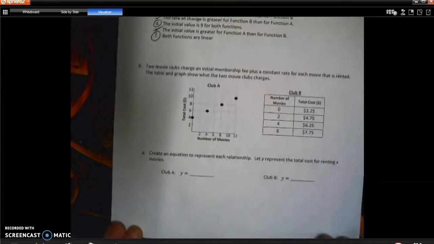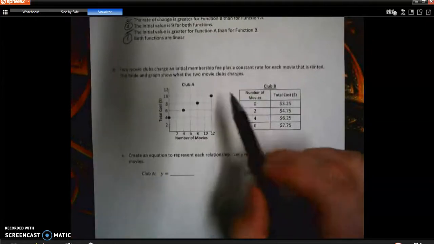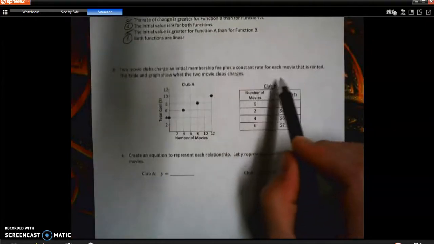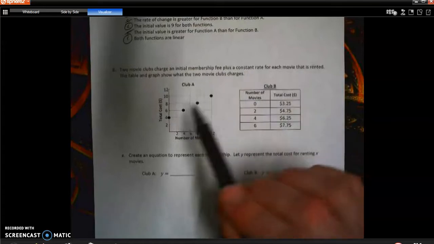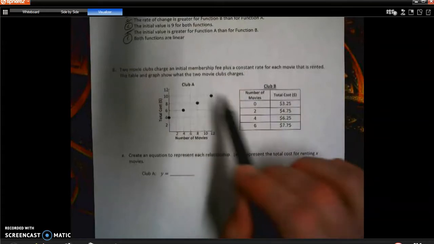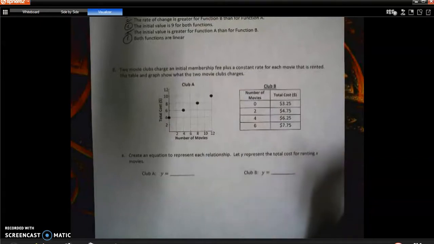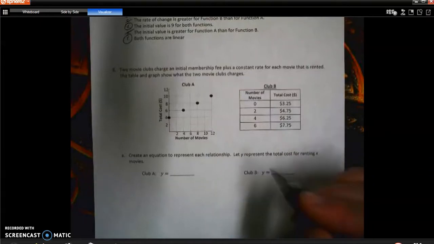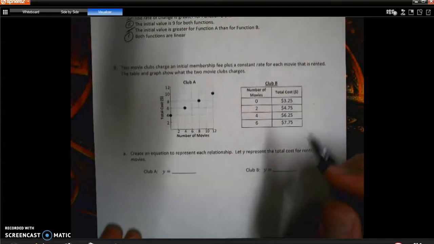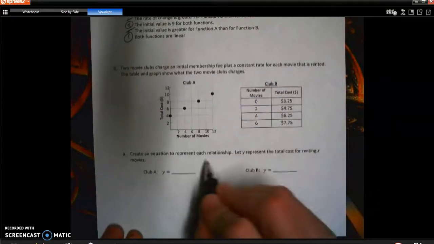All right, on to the last one here. 2 movie clubs charge an initial membership fee plus a constant rate for each movie that is rented. The table and graph show what the 2 movie clubs charge. Okay, it's kind of like Prime Video, where you pay the Prime membership, but then you also have to pay to rent some movies. So in this case, create an equation to represent each relationship.